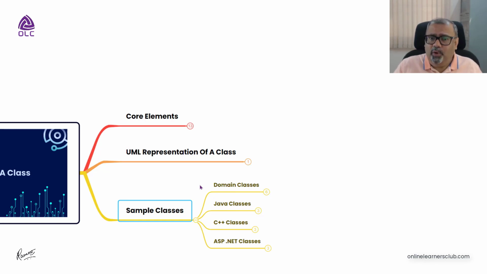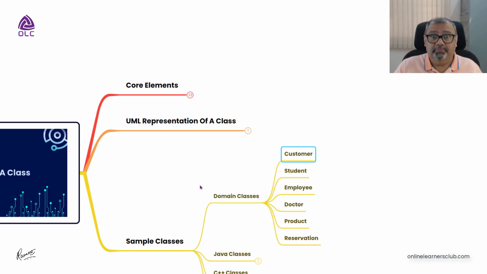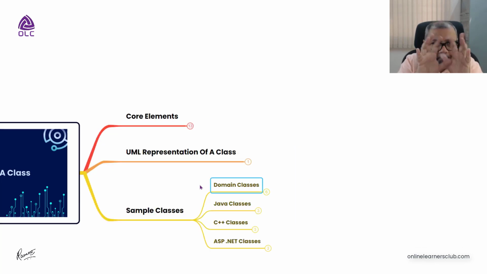Okay. Next, what are the sample classes that we can have? You can have sample domain classes. For example, customer is a class in a domain like e-commerce. If you have an Amazon account and you are buying something on Amazon, you are an end customer for Amazon, so you have the concept of a customer. In a bank, we have a customer. Then we have student, employee, doctor, product, reservation. If you are doing some booking, there is a concept called reservation. All these are generally known as domain classes, which are specific to a particular domain.